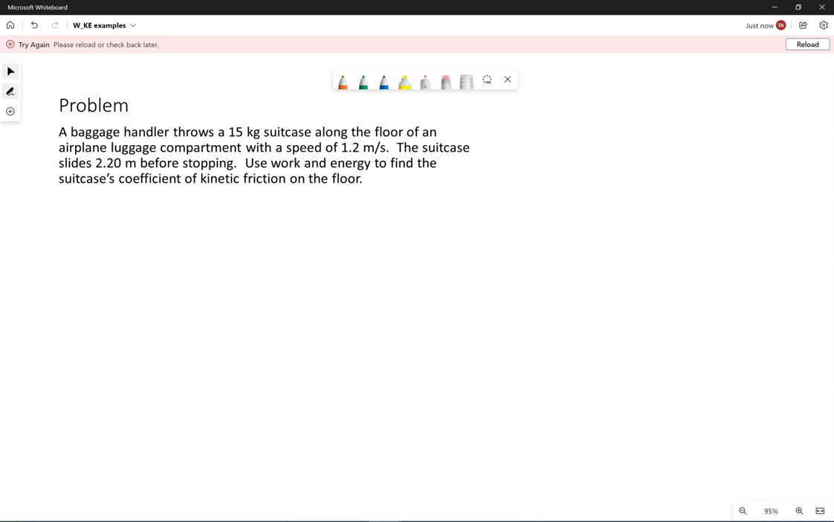Here we have another example. A suitcase is thrown along the floor with a speed of 1.2 meters per second. I'm going to draw a rough sketch over here to the side. Our suitcase initially has a speed of 1.2 meters per second. It slides 2.2 meters before coming to rest.